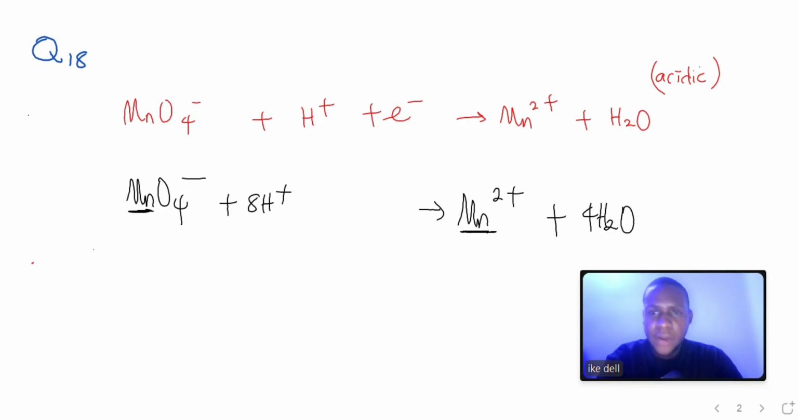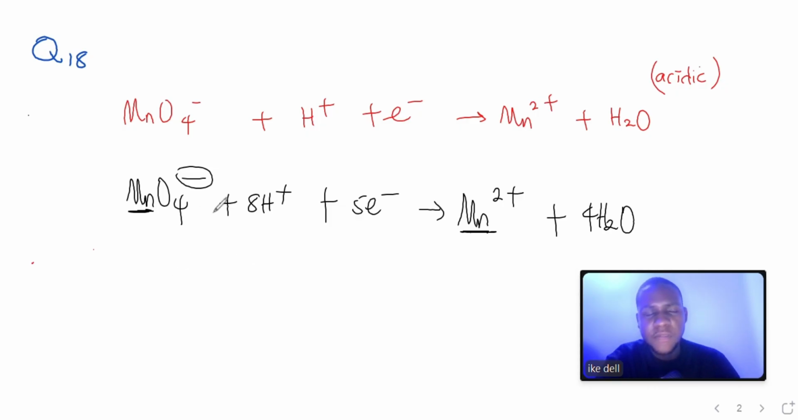Okay. Now I'm balancing in acidic medium, so I don't need to start introducing OH minus. I will just go further to balance the charges with electrons. So I have a minus and I have 8 plus, meaning that I have 7 plus on the left-hand side and a plus 5 on the right-hand side. So I'll need to add 5e minus here in order to balance everything.